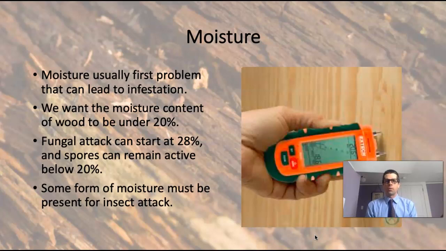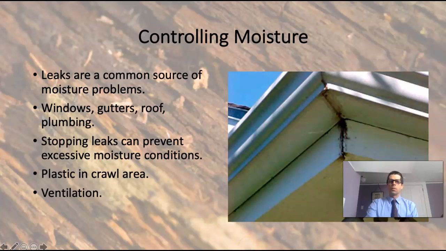With termites and powder post beetles, there needs to be some sort of moisture present, and we'll get into the details on that a little bit more. But leaks, whether they're from the roof, the plumbing, or a window leak, are the most common sources of moisture problems in our house, inside and outside. If we can stop those moisture problems, we're going to go a long way in preventing wood decay. So one thing we can do under the house, after we've fixed all the leaks, is go in and put plastic down, just like we did on the new house that CR built.